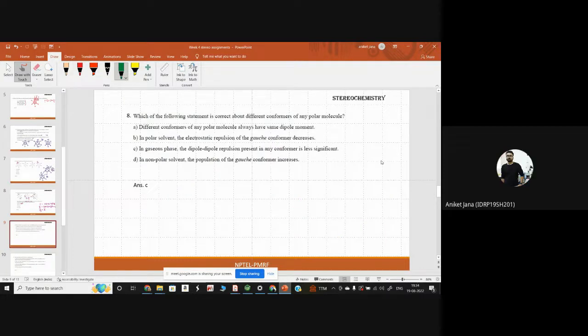Okay. So here some statements are given: which of the following statements is correct about different conformers of any polar molecule? Now tell me which one is the correct option. The first option is saying that different conformers of any polar molecule always have the same dipole moment. Can it be true? There is some gauge conformation, there are some anti-conformations. Can they have the same kind of dipole moment? No, sir. They have different dipole moments, right? So this is the wrong option.